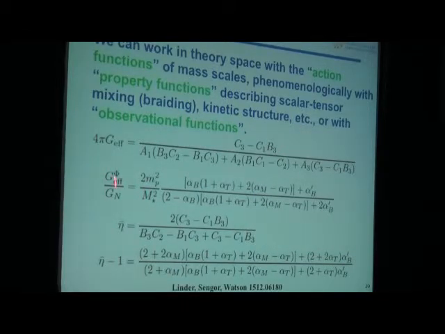Here, the effective Newton's constant is written in terms of these property functions, these alpha functions, talking about the braiding between the scalar and the tensor, the sound speed, the wave propagation speed of the tensor theory, the running of the Planck mass, and so on and so forth. And then here is the gravitational slip. Again, the difference between the gravitational potential, the time-time, and the space-space one, in terms of the action functions and in terms of the property functions. So you can translate between the observations, the phenomenology, and the action.